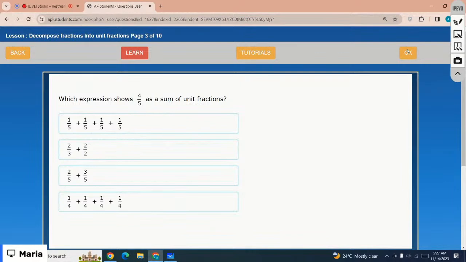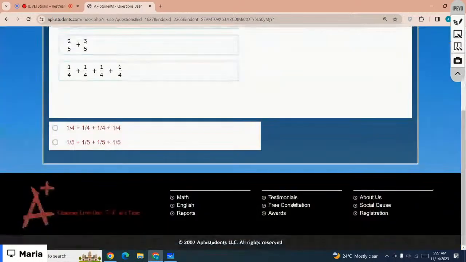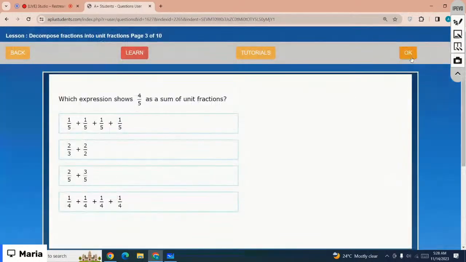Yes, very good. The correct option is option number 1 because they all have the same denominator 5, and when you add their numerators 1 plus 1 plus 1 plus 1, it makes 4. So option number 1 is the correct option, 1 by 5 plus 1 by 5 plus 1 by 5 plus 1 by 5.